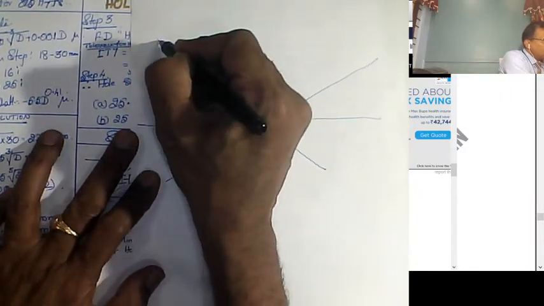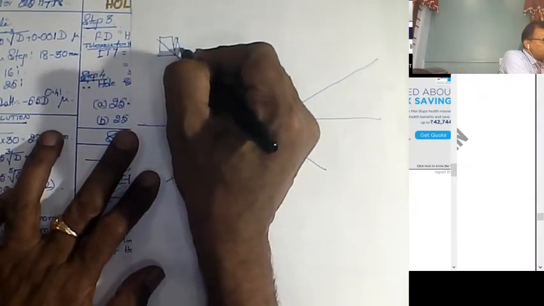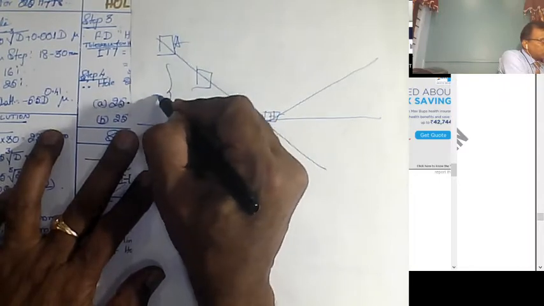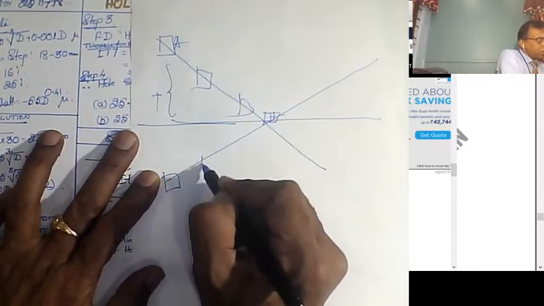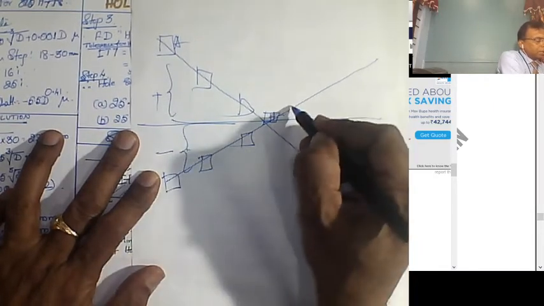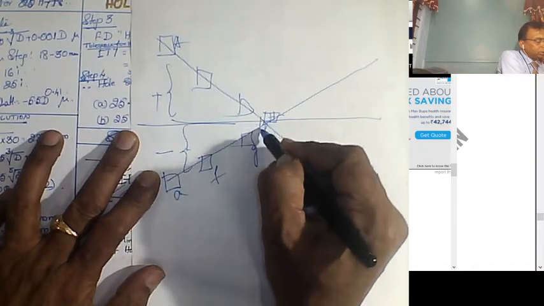This is holes. This is A to H holes. These are all positive deviations. Next, A to H shafts. These are all negative deviations. Next, E, F, G, H.